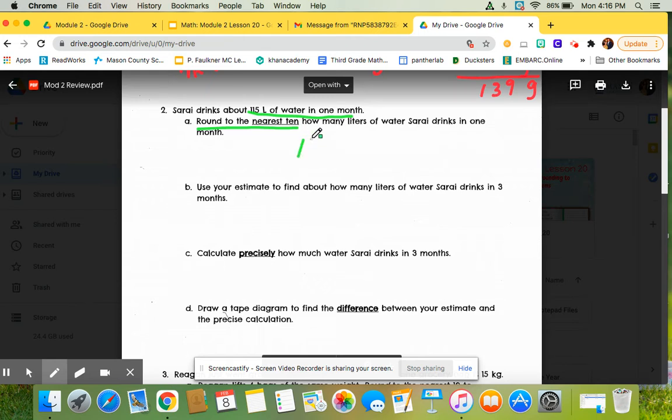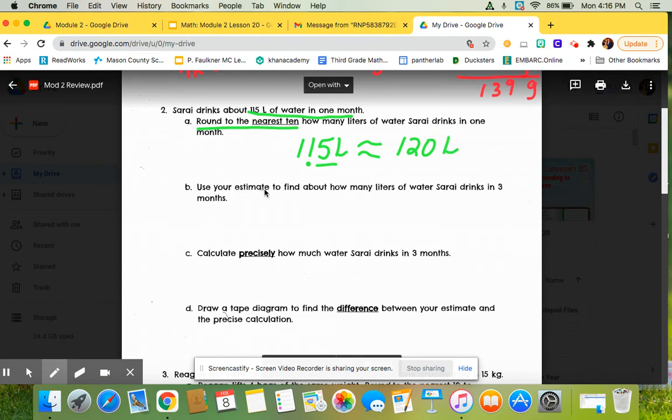So if we round this to the nearest 10, we have 115 liters. Remember, this is my tens place, so I'm going to look at all the numbers after that. Or if you needed to draw that number line, that vertical number line, that's fine too. So we have our midpoint is 5. This is 5. So we know we're going to have to go up to the next 10. So it should be 120 liters rounded to the nearest 10.